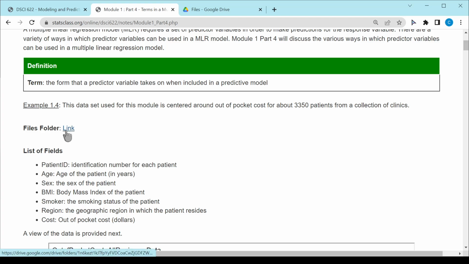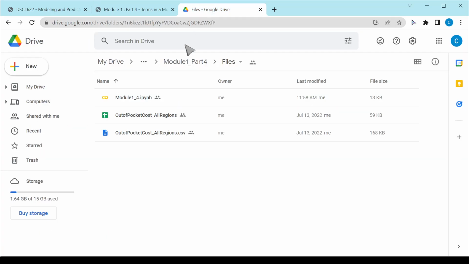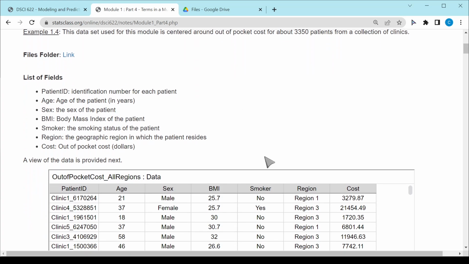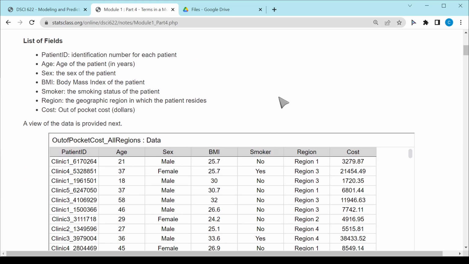The files folder is here and includes the Colab document and then also the out-of-pocket cost data. Let's take a look at the fields that are included in this data set. The first being just the patient ID. And this particular variable is not going to be included in the model, but the rest will here.